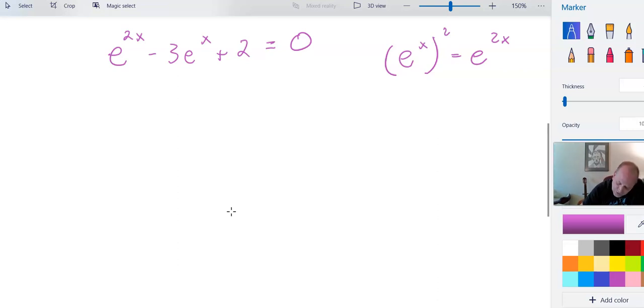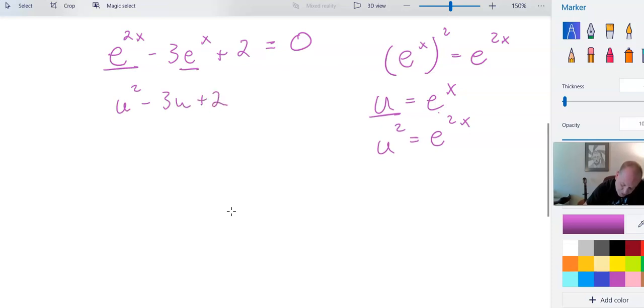So I'm going to make a substitution. I'm going to say u is equal to e to the x, because that's what I was squaring here. So that means that u squared is equal to e to the 2x. So that means right here where I have an e to the x, I can put a u since they're equal. Same thing here, e to the 2x, I can put u squared. So this is now u squared minus 3u plus 2 is equal to 0. So this actually factors. This ends up being, not x, u.